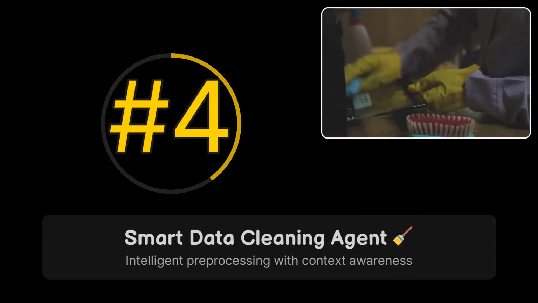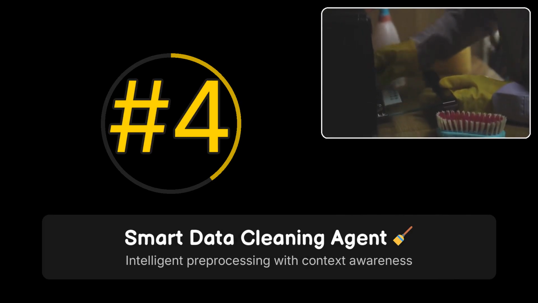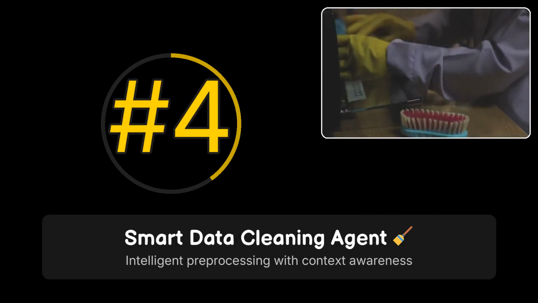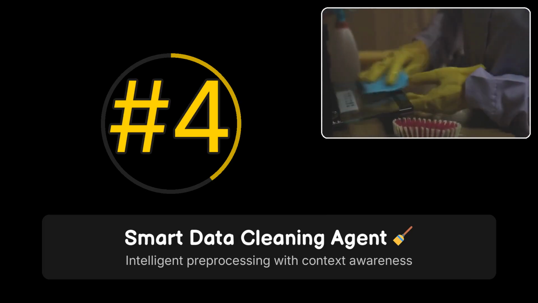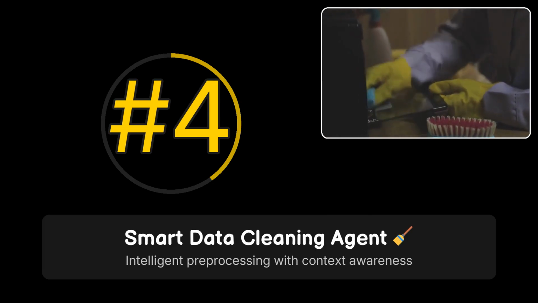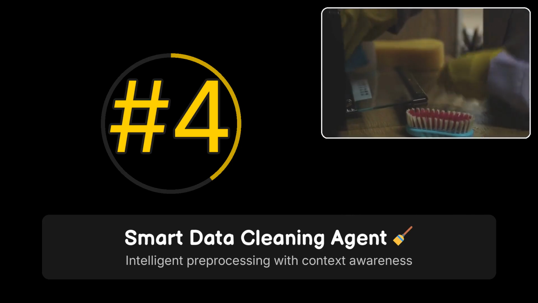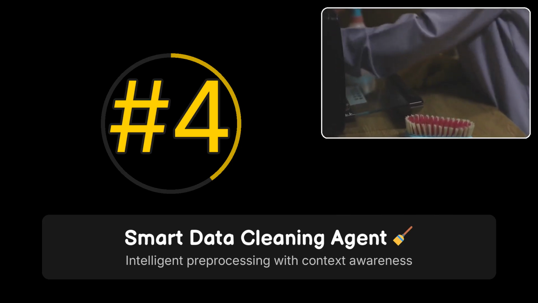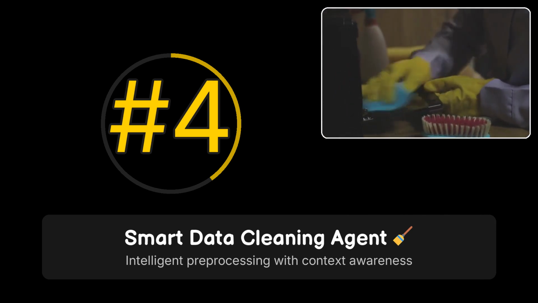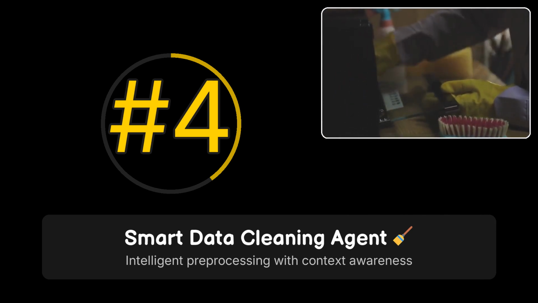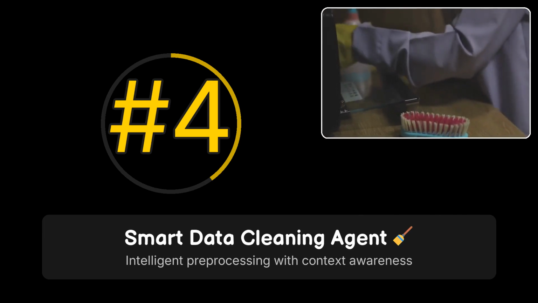Coming in at number 4, we have the Smart Data Cleaning prompt. This is where ChatGPT really shines. Data cleaning is probably the most tedious part of any data project, handling missing values, removing duplicates, fixing data types, dealing with outliers. This prompt generates intelligent cleaning code that doesn't just drop missing values blindly. It analyzes your data context and suggests the best imputation strategies, whether that's mean, median, mode, forward fill, or even predictive imputation using machine learning.